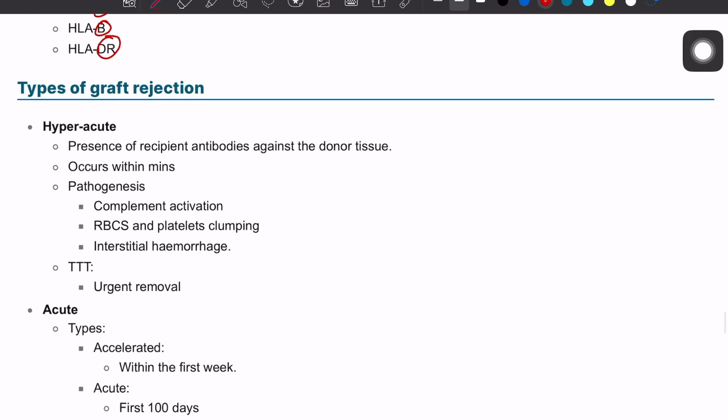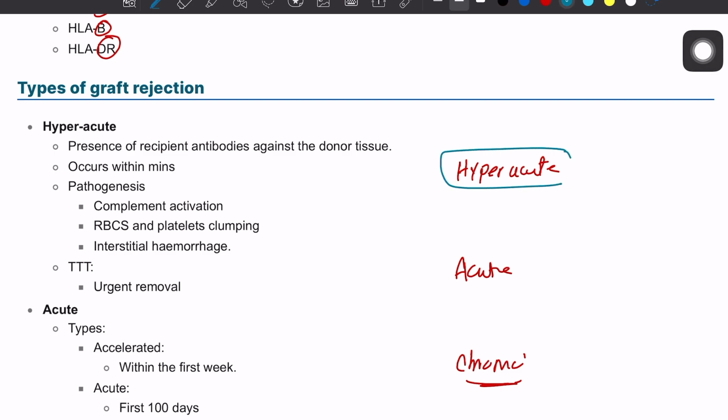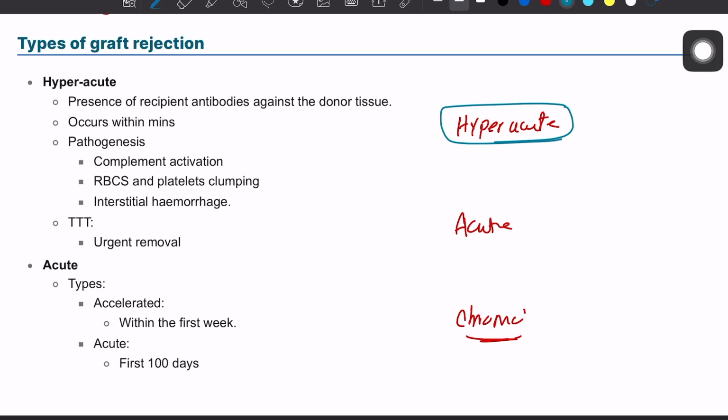Types of graft rejection: this could be hyperacute rejection, acute rejection, or chronic rejection. Obviously, it's a classification based on time. Hyperacute rejection can happen immediately, and this is when the patient has preformed antibodies against the donor kidney or the donor blood. This could be Rh incompatibility or ABO incompatibility, and in that case, the kidney needs to be removed immediately.